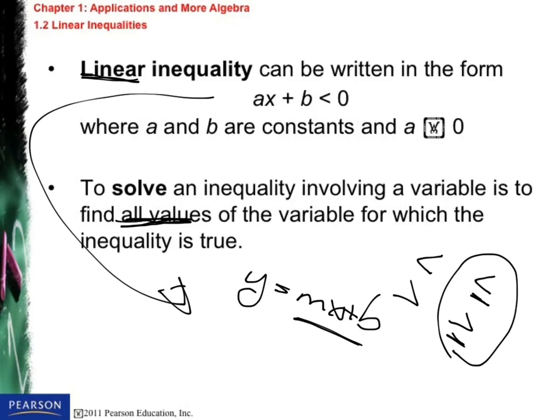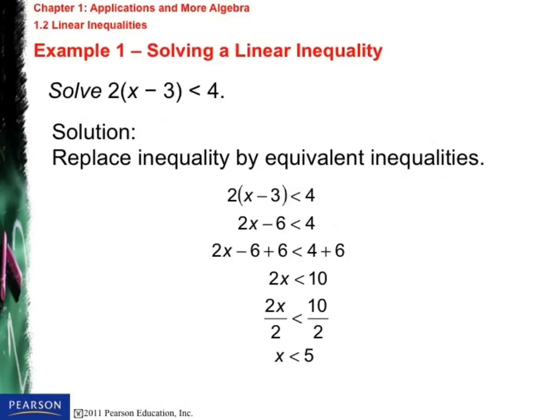The others would not. That's why, if you remember when you used to graph linear inequalities, you would have the dashed line and the solid line. The dashed line is from the less than or greater than. The solid line was from the less than or equal to, greater than or equal to.